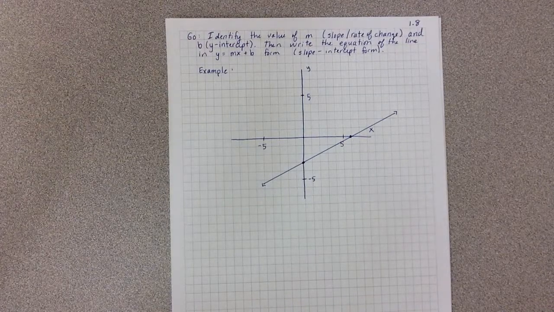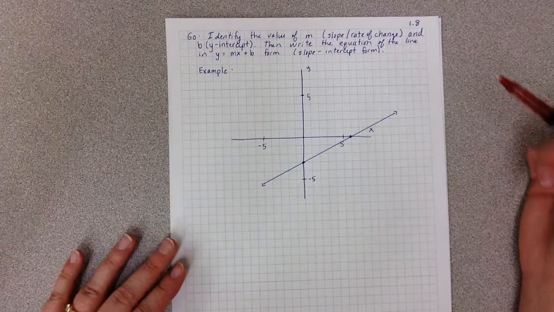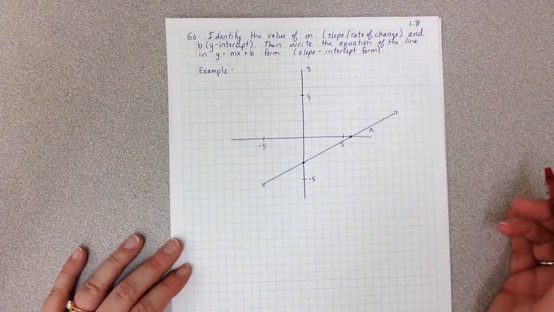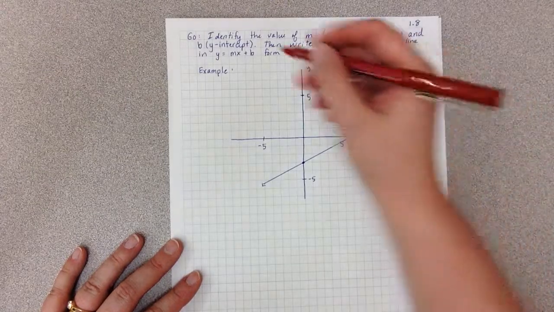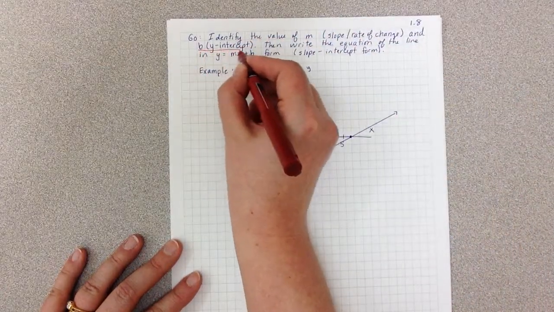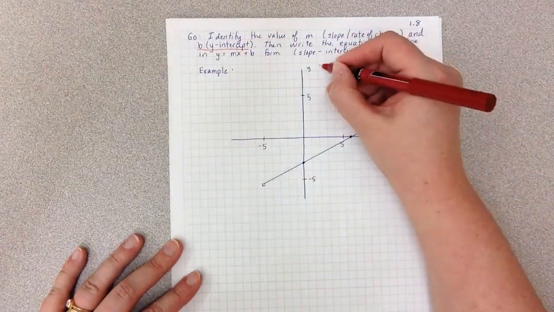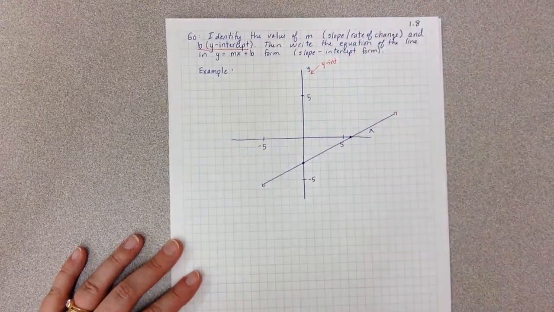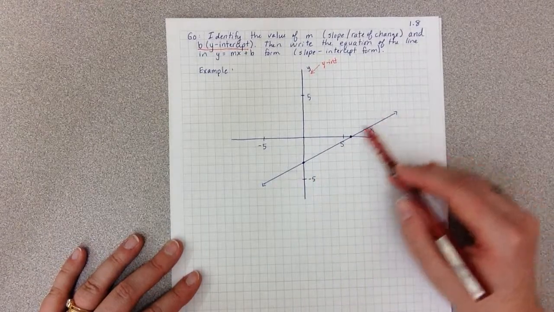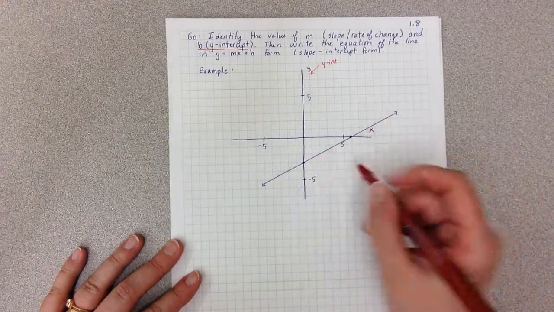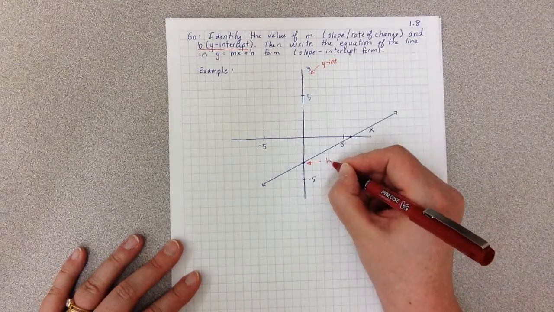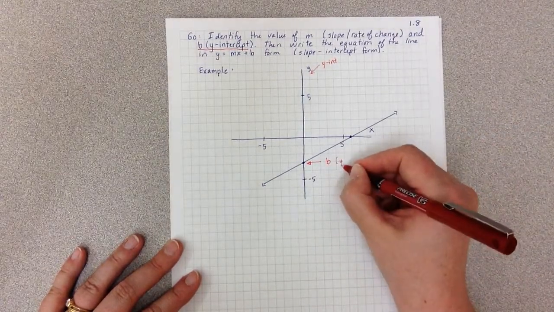So looking at this graph, the item of the m and the b that's usually the easiest to quickly identify is the b. Remember, the y-intercept happens along the y-axis. So I look at my line and I can see that it crosses the y-axis right here. And so we say that this is the value for b, the y-intercept.